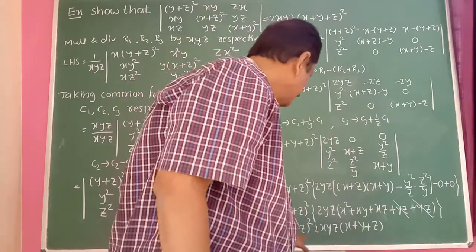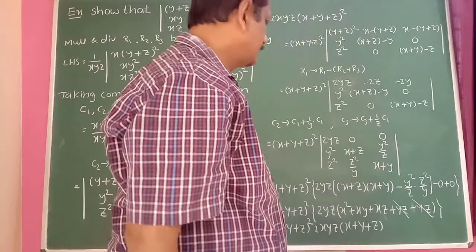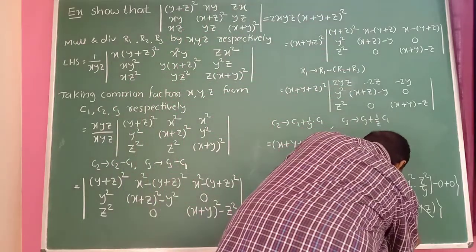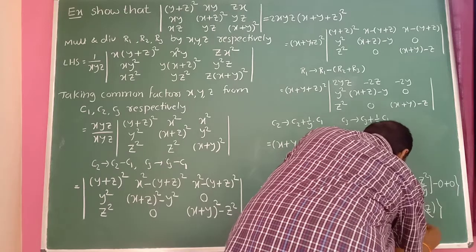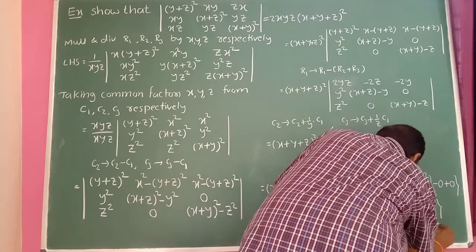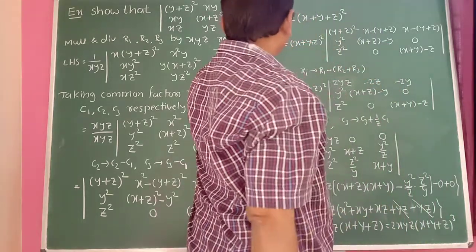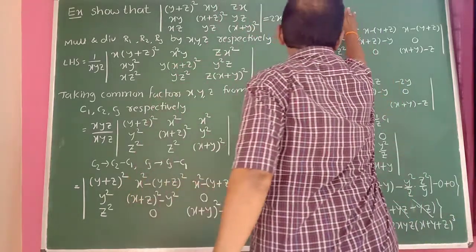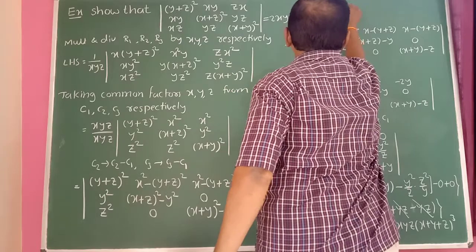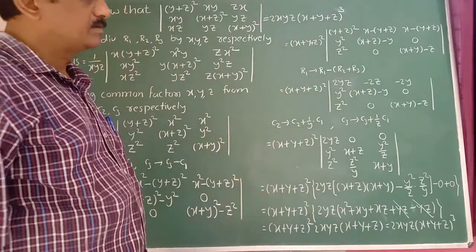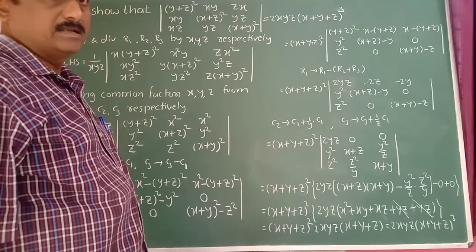Therefore, this into this becomes (x plus y plus z) whole cube. Therefore, this equals 2xyz into bracket (x plus y plus z) whole cube. So this is the required result. Actually, it is cube here, not square. It is a cube, the whole cube is there. So LHS equals RHS.